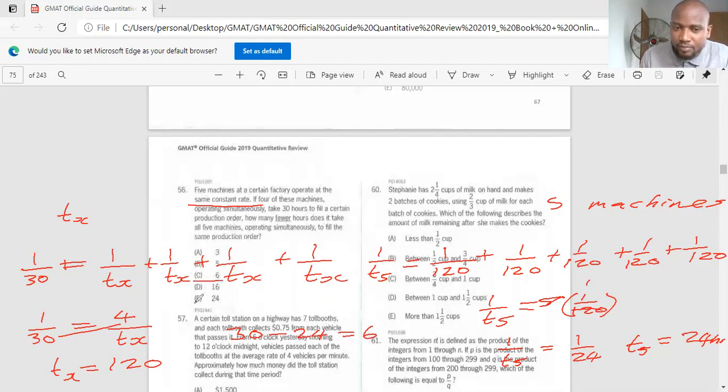C. There are some trap answers here, like the 24. Don't get excited when you solve and get 24 hours. No, your question was to find how many fewer hours. So the correct answer is 6, not 24.